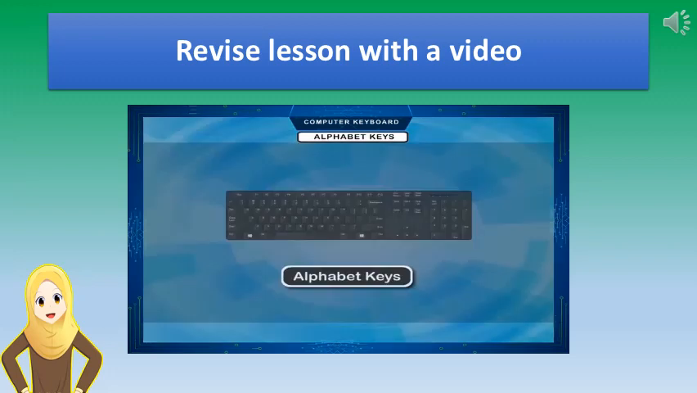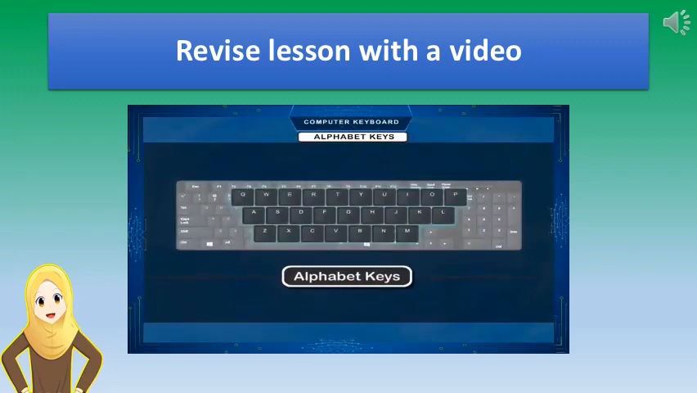Alphabet keys. These keys are used for typing letters and words. The letters A to Z are written on these keys. The alphabet keys resemble the keys of a typewriter due to its first row of alphabet Q, W, E, R, T, Y. It is called a QWERTY keyboard or keypad.